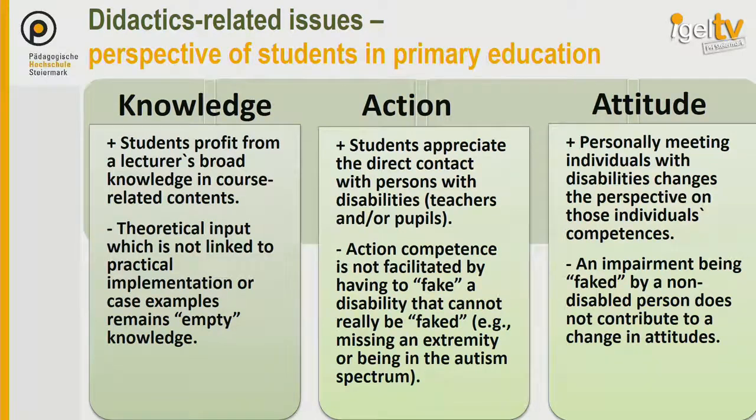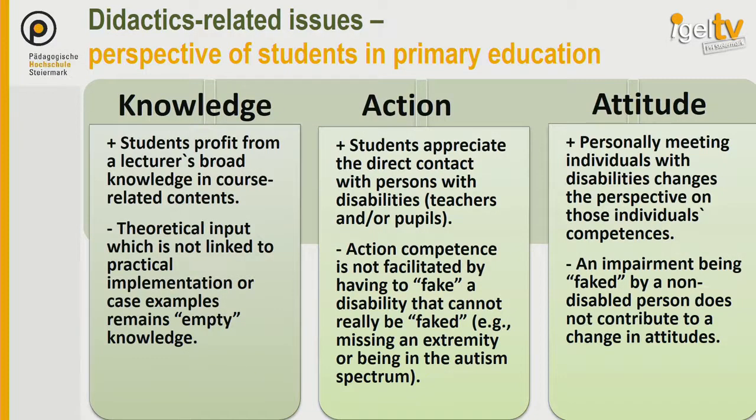I was already mentioning exercises to increase awareness. What does it mean to live with disabilities? Now, there are some disabilities that you can fake. For example, you can ask students to sit blindfolded for an hour or so and see how differently you now experience your environment. But you cannot fake, for example, a missing extremity. You cannot fake being on the autism spectrum. So the students differentiate very clearly when an awareness exercise is actually useful for me, or when it is just done to be done, but doesn't gain much. Regarding attitudes, again, it's personally meeting individuals with disabilities that changes attitudes and makes students aware of the maybe previously unexpected competencies in people with disabilities. And we already said that faking an impairment does not contribute to a change in attitudes.